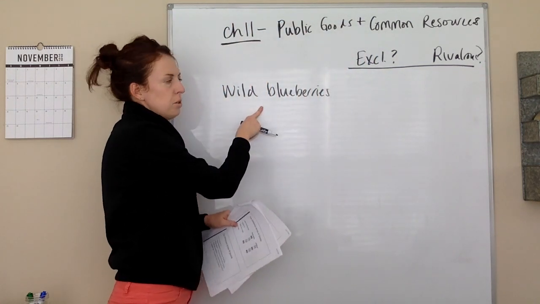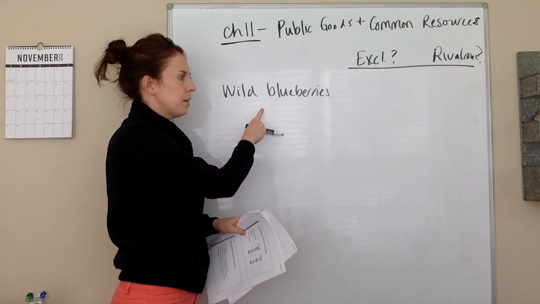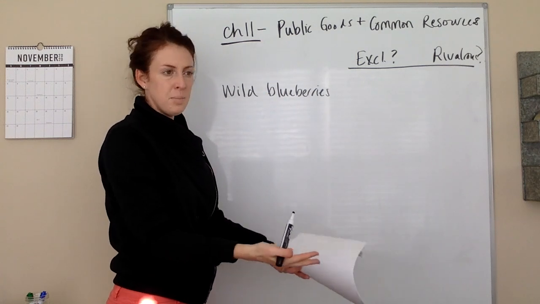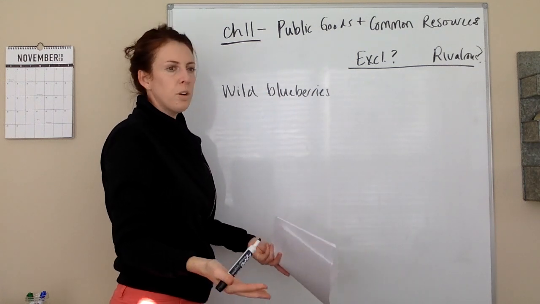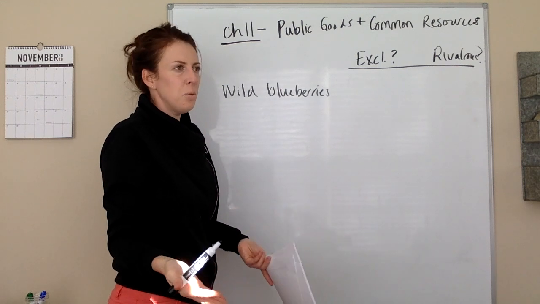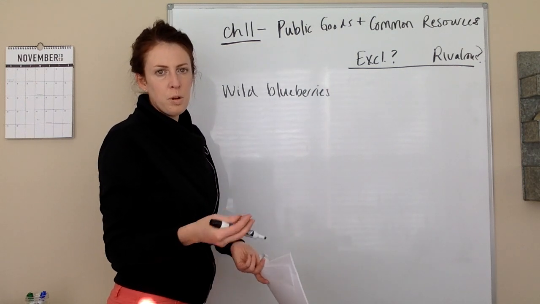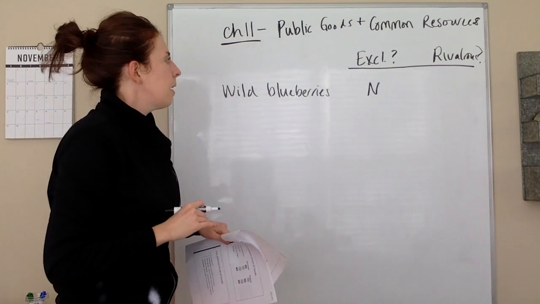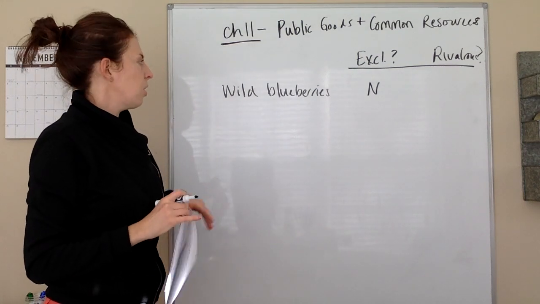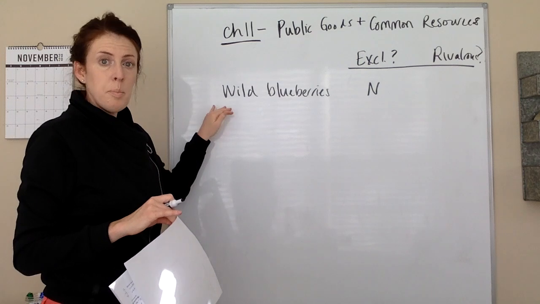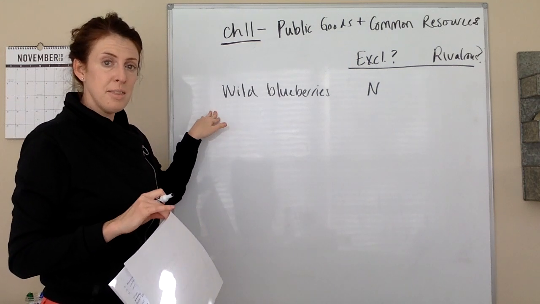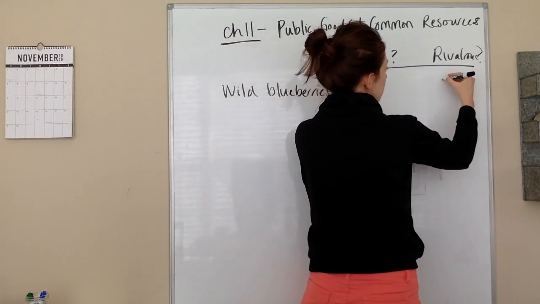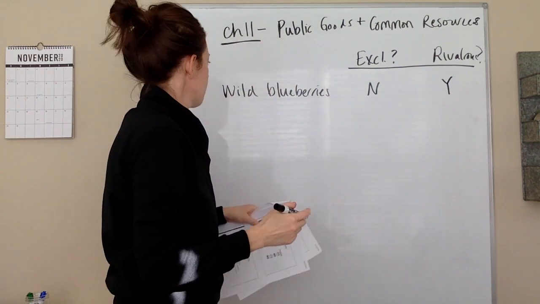Okay, wild blueberries. Can you exclude certain people from going to a forest and picking blueberries? No, because the bush is just there. Whoever comes and gets the blueberries first, they get it. It is not feasible to exclude particular people from picking the blueberries off the bush. So is it excludable? No. Are wild blueberries rivalrous? Yes, because if I get to the bush first, I eat them, they're no longer there, and so you cannot eat them. So while they're not excludable, they are rivalrous.